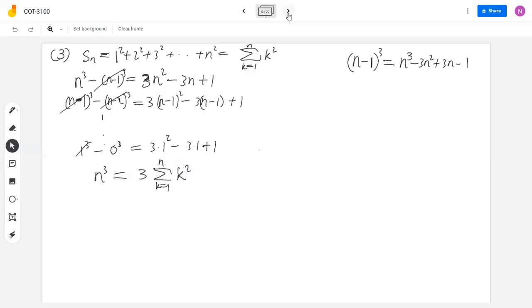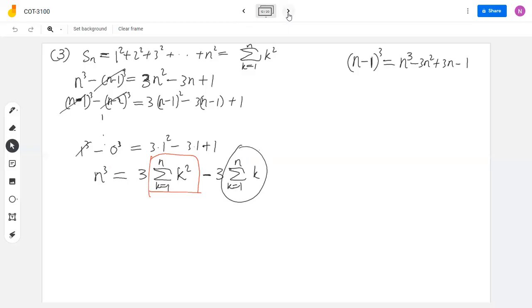Okay, 3 times the sum from k equals 1 to n of k squared. By the way, we want to highlight this, exactly what we want to compute. And we have some other term, 3 times the summation over k from k equals 1 to n. But this one, we know how to do. We already know it from our previous calculation.